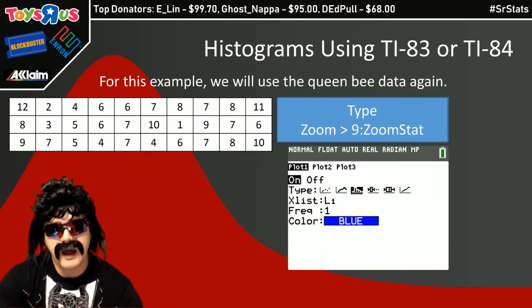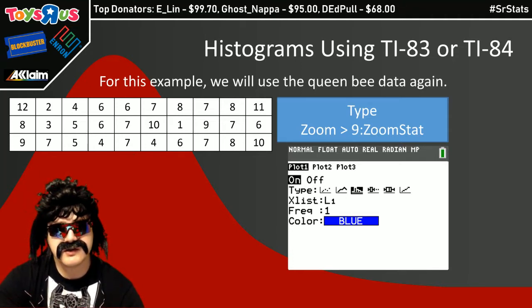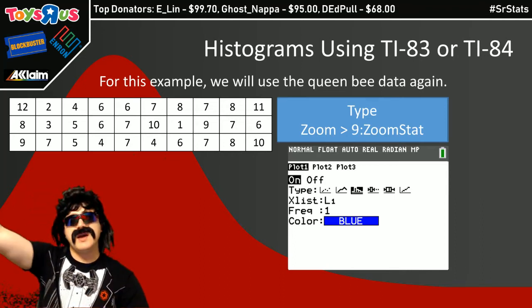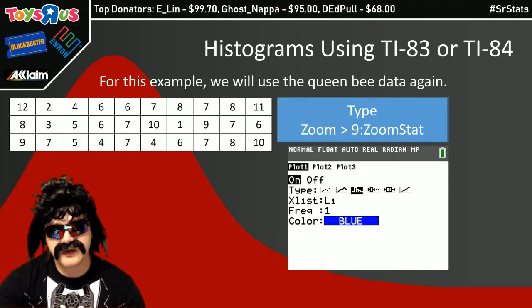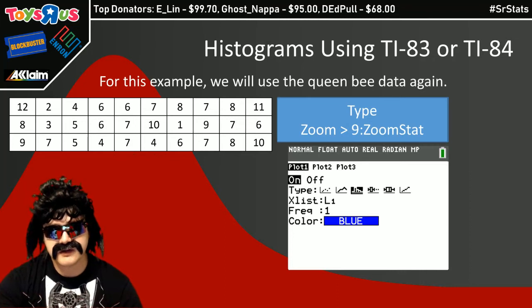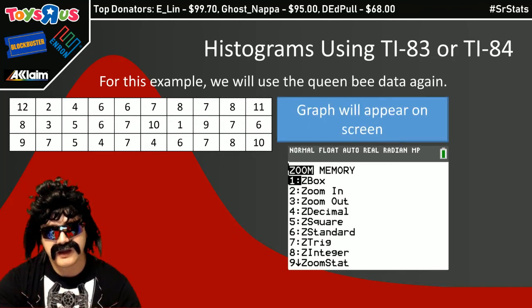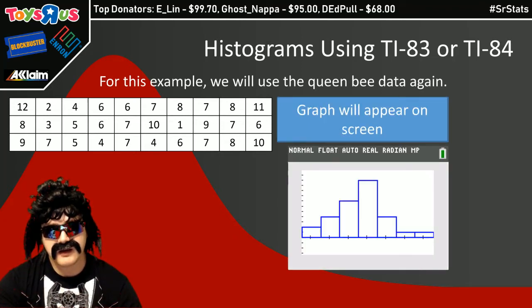Alright, after we've done this and you have everything turned on, you're going to hit zoom, then 9. Zoom 9 basically is going to make the graph look exactly what you need on the screen. So zoom 9, so here's the zoom page. Notice that 9 says zoom stat. You hit that one. Then your graph will appear on the screen.